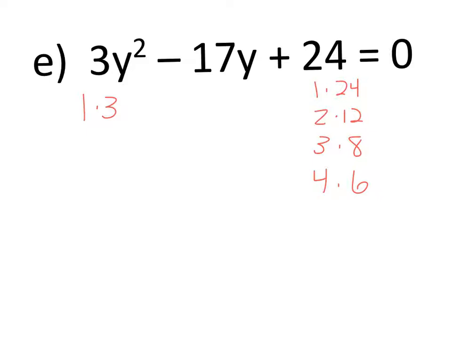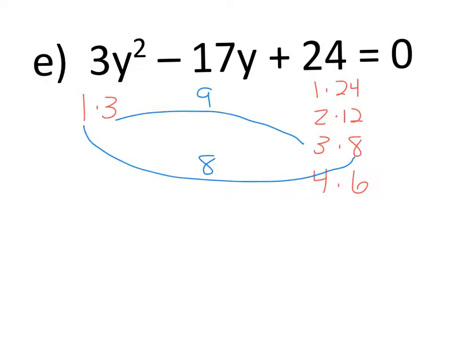So let's see. So I'm going to go 1 times 8 is 8. 3 times 3 is 9. And if I make them both negative, that gets me negative 17. And that works because a negative times a negative, right, will give you a positive. Well, that didn't work out at all, did it? Okay, so just keep that in mind.